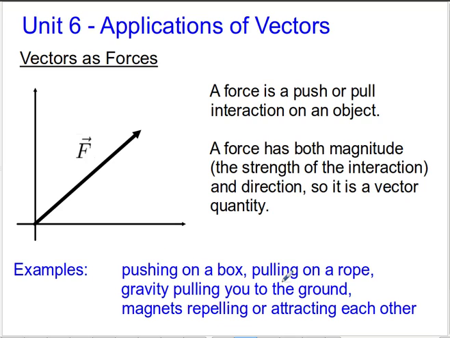Pushing on a box or pulling on a rope, those are contact forces. We're actually exerting that force through physical contact, whereas gravity and magnets, those are forces that are acting at a distance. They don't require contact to act on the objects that they are acting upon. So that's also something to keep in mind. But the way they act as forces and the fact that those forces are vectors does not change.